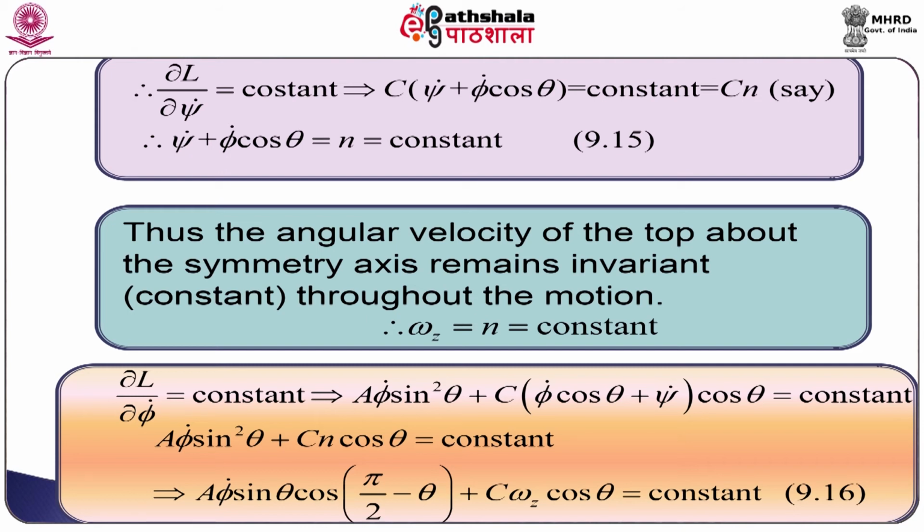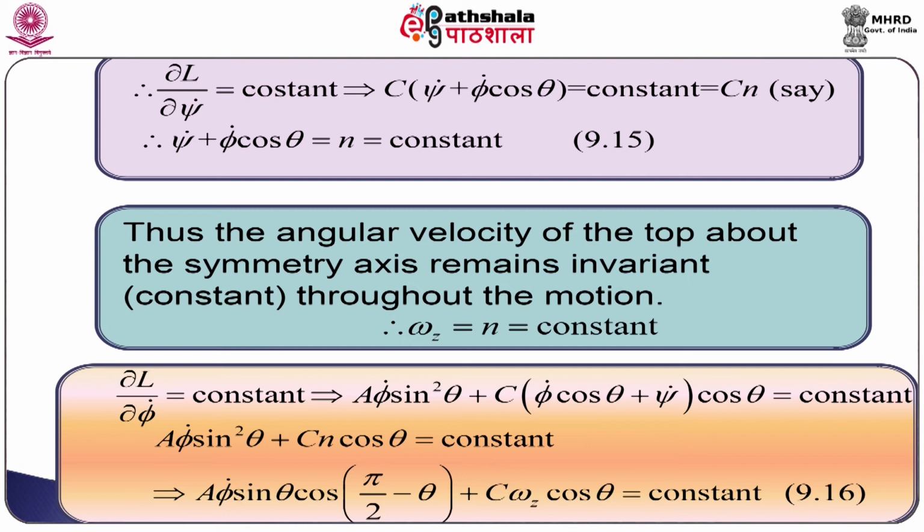We have already obtained this value of this quantity. So, this is constant. We get capital A phi dot sin square theta plus C into n into cos theta equal to constant. Sin square theta can be written as sin theta into sin theta. Sin theta can again be written as cos of pi by 2 minus theta.